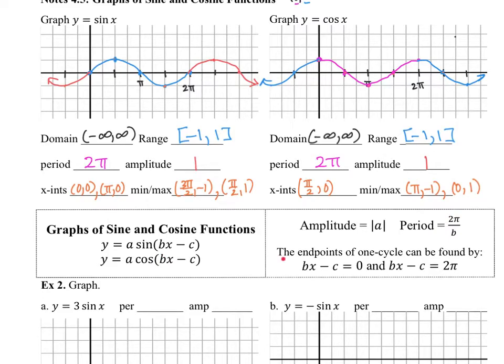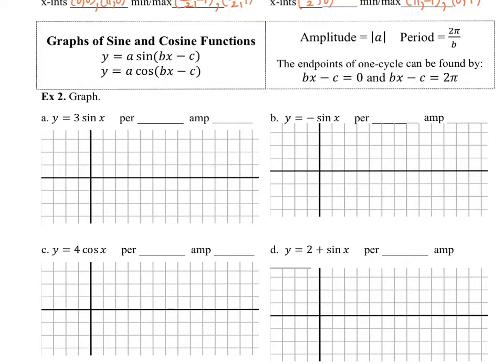Okay, and then sometimes it is useful to find the endpoints of a cycle, and that can be found by setting these parentheses equal to 0 and to 2 pi. This is indicating a period shift, and it also shows a horizontal translation. Okay, let's try these first couple basic ones out.